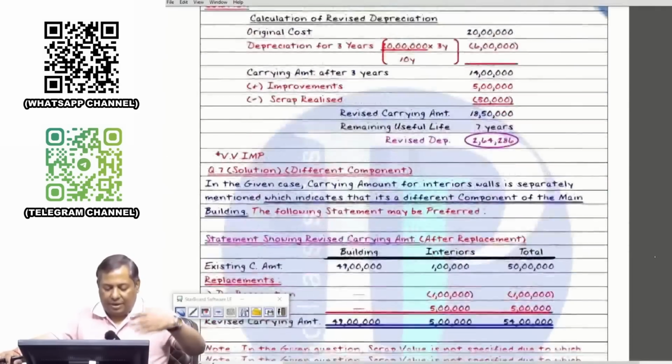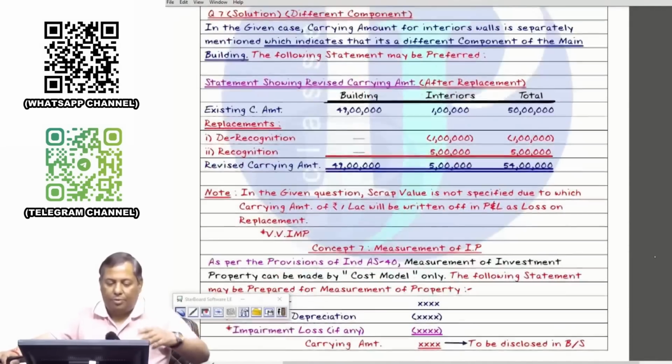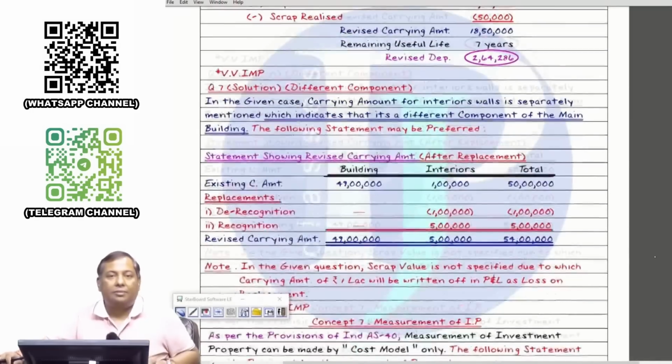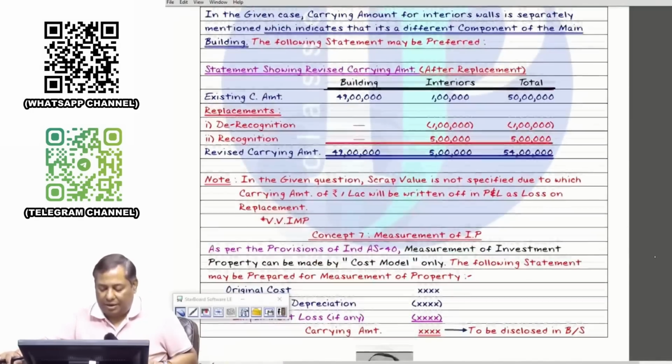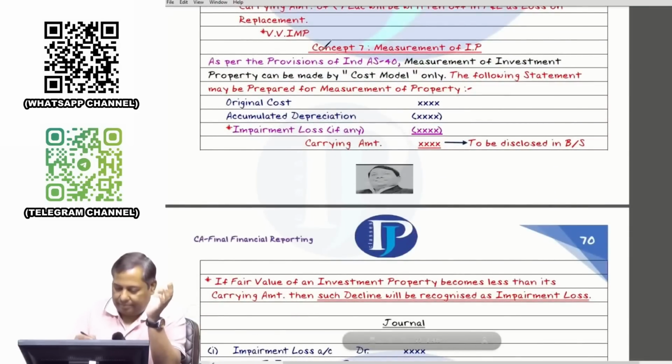The entire account has been prepared. These questions are also well explained. You just have to read it. It's marked important. Everything is written here. Then we move on to concept number 7.